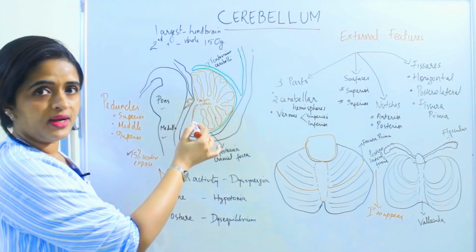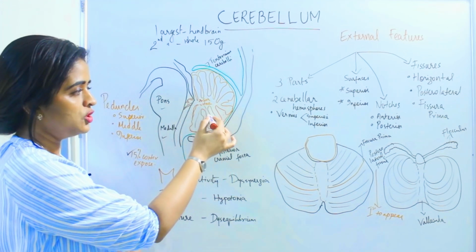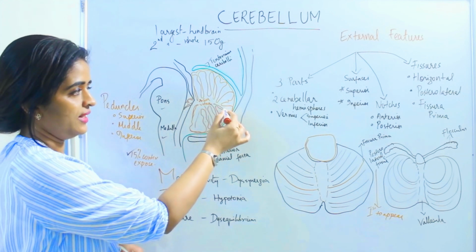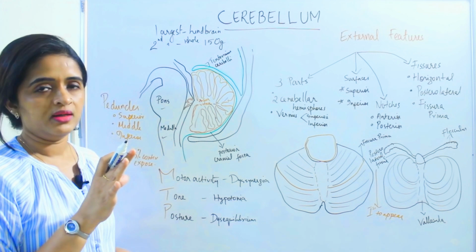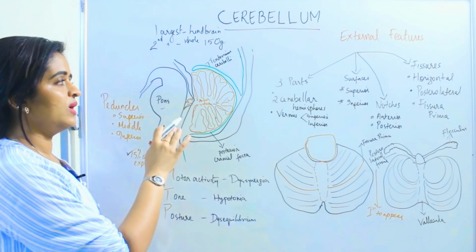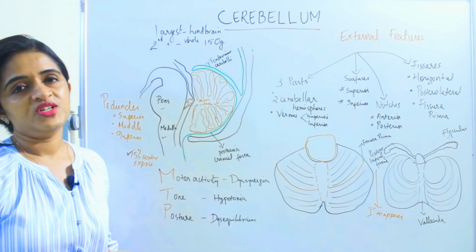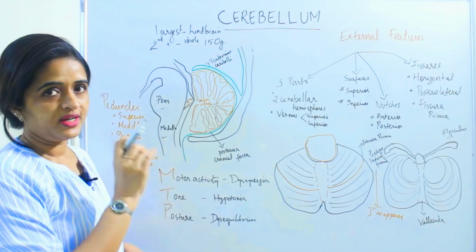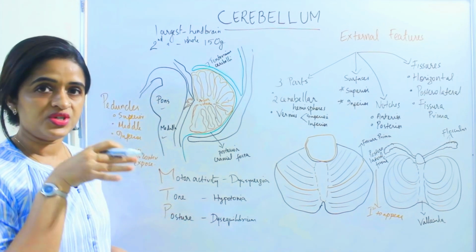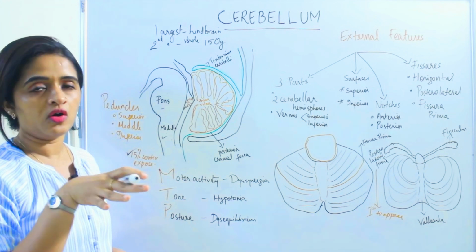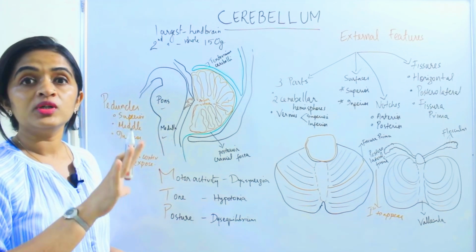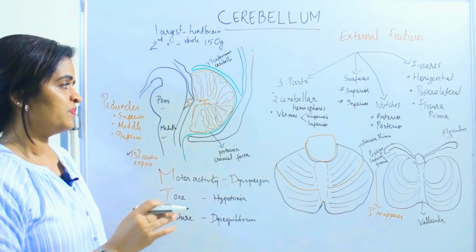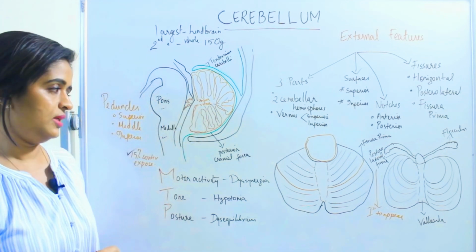Now the white matter extends into the leaf-like structures of the folia and that will give a branching pattern for the cerebellum, and that is why it is known as arbor vitae cerebelli. The branching pattern is because of the white matter which is extending into each leaf of grey matter, and when you look at it in a cross section it will look like a tree with branches. That is why it is known as arbor vitae cerebelli.